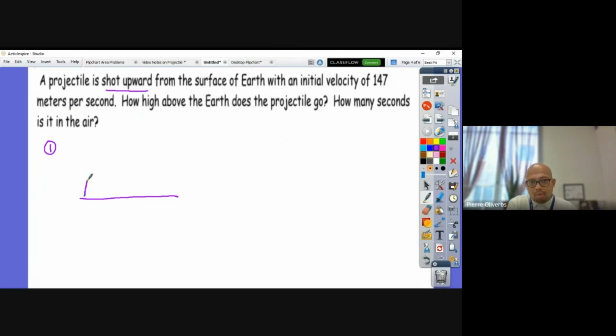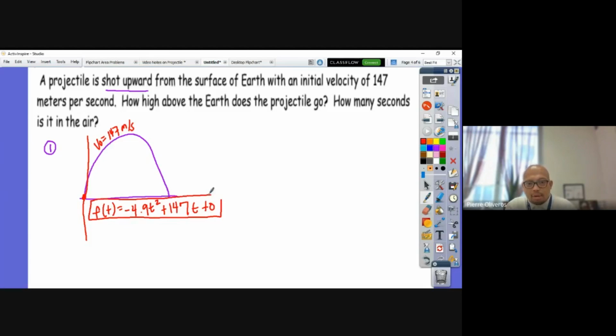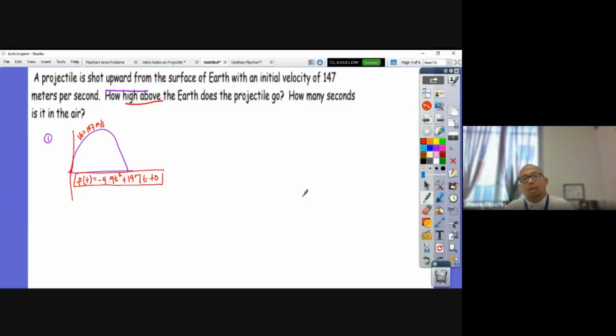And you are on the ground. So that's why you're basically at the origin there. This is the y-axis. And the equation there with the initial velocity is 147 meters per second. So the function will be f of t is equal to negative 4.9 t squared plus 147 t plus 0 because you are on the ground. You don't have to write 0 there, but you may if you want to. And that's the function.